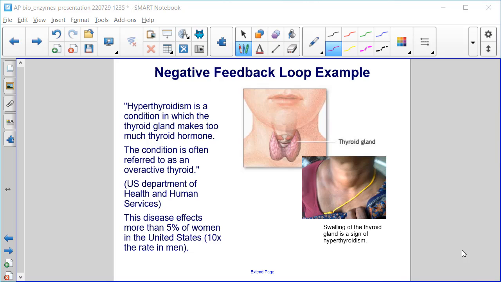Here's another example of a negative feedback loop. Hyperthyroidism is a condition in which the thyroid gland makes too much thyroid hormone. The condition is often referred to as an overactive thyroid. This comes from the U.S. Department of Health and Human Services. This disease, hyperthyroidism, affects more than 5% of women in the United States, 10 times the rate we see in men. One sign of hyperthyroidism is swelling of the thyroid glands.